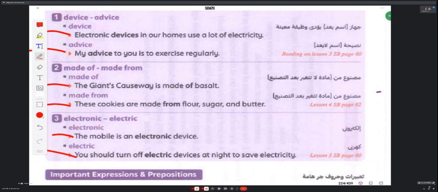Electronic devices in our homes use a lot of electricity. My advice to you is to exercise regularly. The Giant's Causeway is made of basalt. These cookies are made from flour, sugar, and butter. The mobile is an electronic device. You should turn off electric devices at night to save electricity.